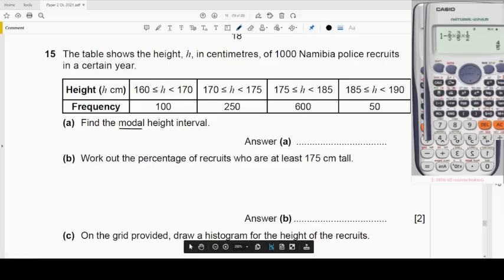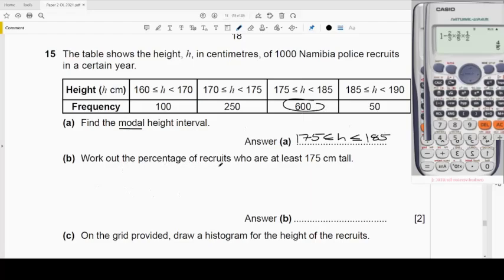And since 600 is the largest, then our modal height interval is this one here. Okay, so this is the largest, so the modal height interval is the interval from 175 to 185. It has the highest frequency.